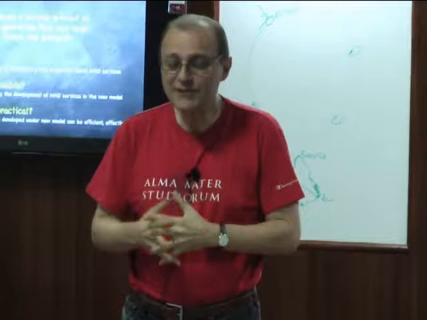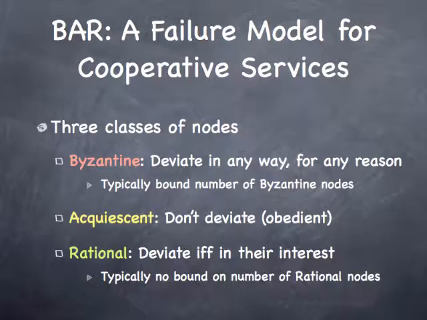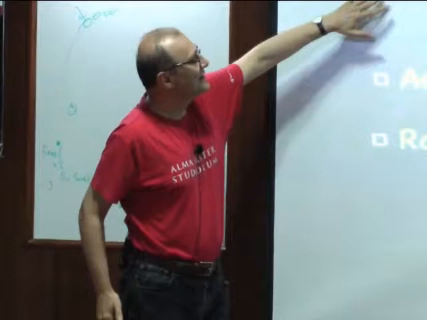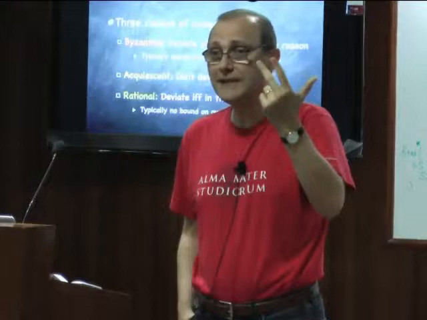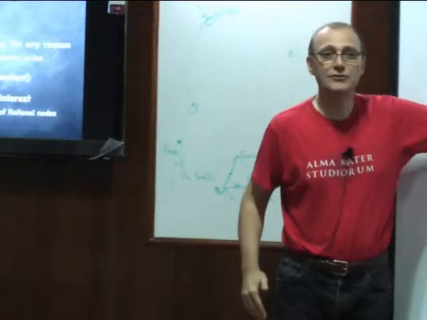The model that we ended up proposing is a model that we call BAR. And that has nothing to do with what you do in the evening after a long day of work. It comes from an acronym that considers the first letter of the three classes of nodes that we explicitly model in our system. We say that the system is comprised of three classes of nodes. Byzantine nodes may be rational for all I know, but I don't know how to model their rationality. I model them as Byzantine, and they can do anything. Then I have rational nodes, the good old selfish nodes that are going to deviate if and only if it is in their interest.